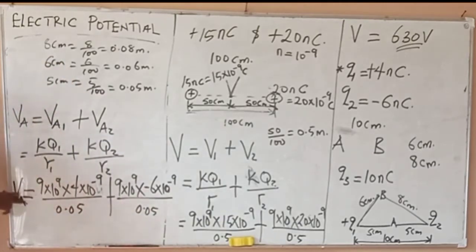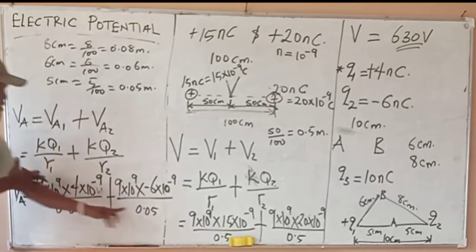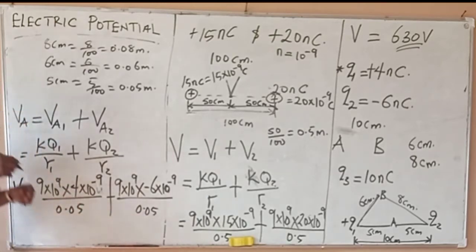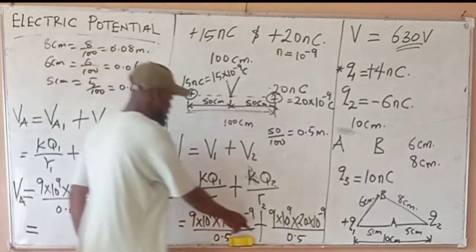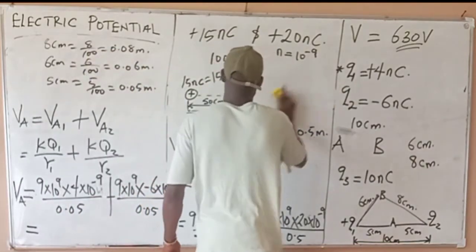Potential due to Q1 at point A plus potential due to Q2 at that same point A. The distance between point A and Q1 is 0.05 meters, and between point A and Q2 is also 0.05 meters. So if you solve this, what is going to be the answer? Let's do that.